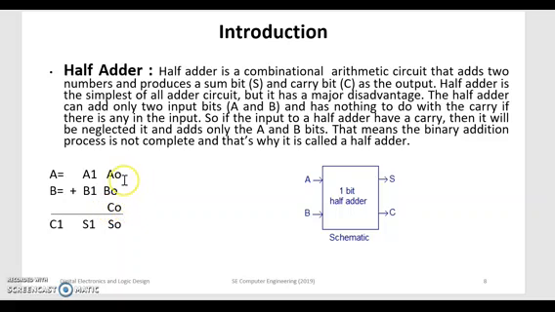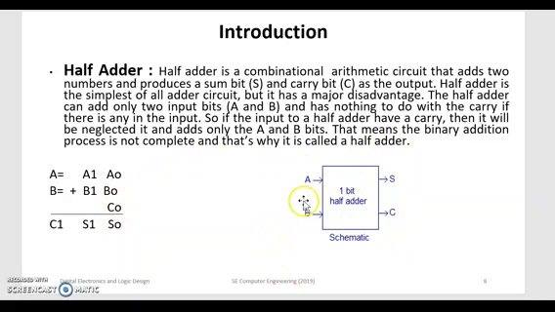But in the half adder circuit, this carry is completely neglected. They do not consider this carry. They just add A and B, and that will be treated as S0. They will neglect this carry. Then they will move on to A1 and B1 and add them as S1. Carry will not be considered.